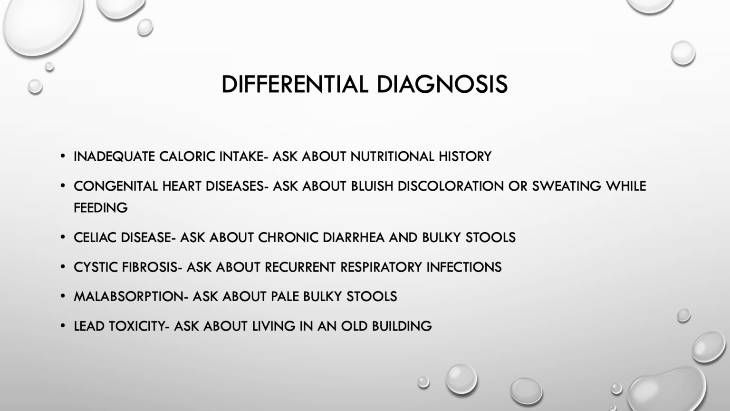To rule out celiac disease, you want to ask about chronic diarrhea and bulky stools. To rule out cystic fibrosis, you want to ask about recurrent respiratory infections. To rule out malabsorption, you want to ask about pale bulky stools. To rule out lead toxicity, you want to ask about living in a really old building. So all of this can just help you narrow your differentials and rule out the unimportant ones.